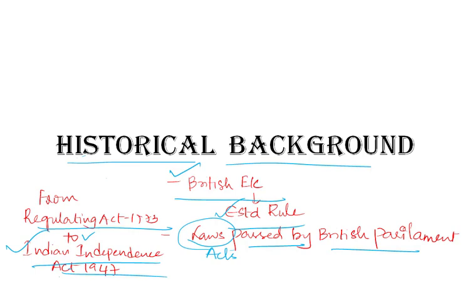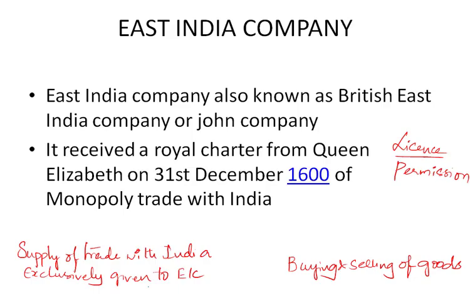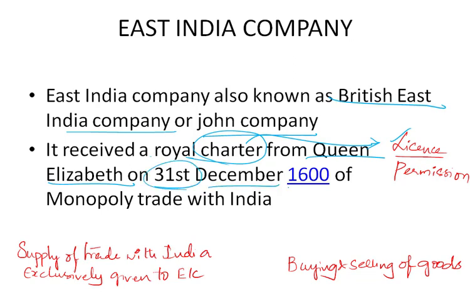Prior to that, we should have primary information about what the East India Company is. The East India Company, also known as the British East India Company or John Company, received a royal charter. Here charter means license or permission. From whom? From Queen Elizabeth on 31st December 1600 to trade with India. What is meant by trade? Trade means the action of buying and selling goods and services. So the East India Company received permission from Queen Elizabeth on 31st December 1600 to trade with India.